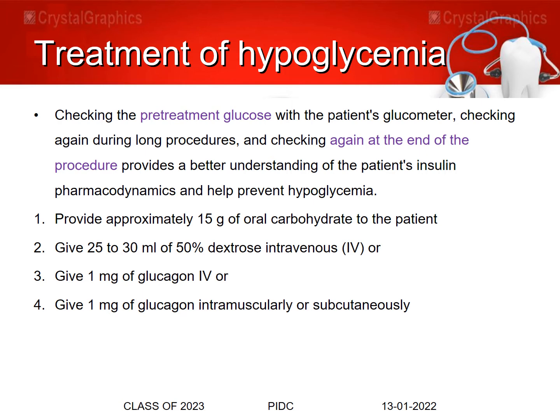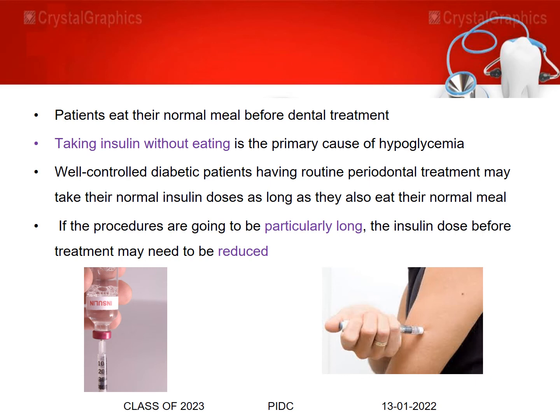So when the patient is having hypoglycemia, it is better to provide him with 15 grams of oral carbohydrate, or give him 20 to 35 percent dextrose IV, or give him 1 milligram of glucagon IV, IM, or subcutaneously. The insulin dose has to be reduced before the procedure.